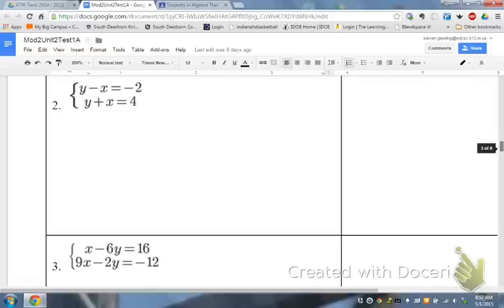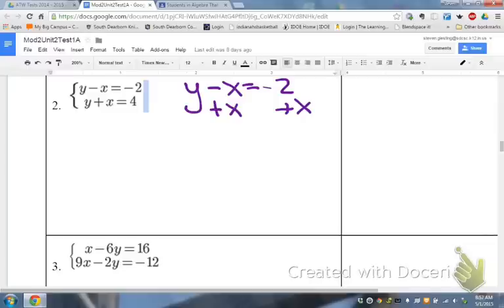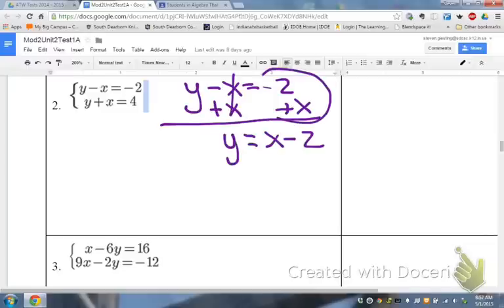As we take a look at question number 2, notice in this case that we don't have anything by itself, but we'll look what we can do. y minus x equals negative 2. Well, we can solve for the y, and to do that we add the x to both sides. Notice they're not like terms over here, so we can't put them together. We just simply have to list them out as x minus 2.